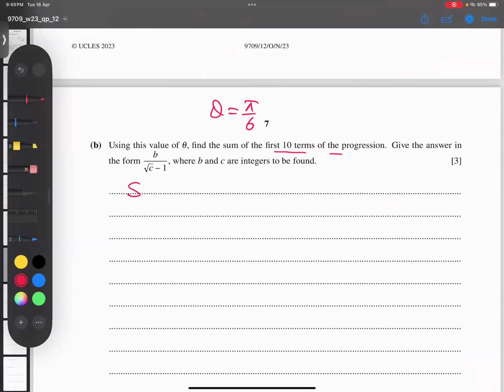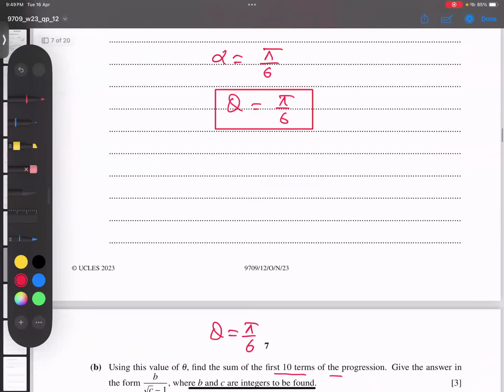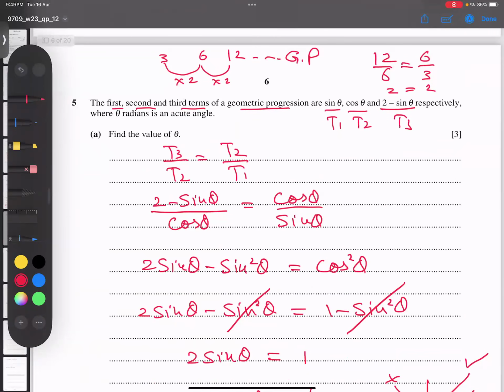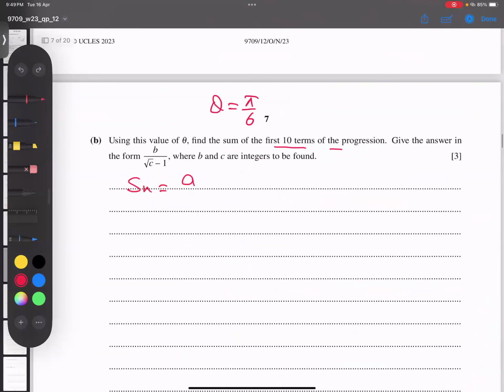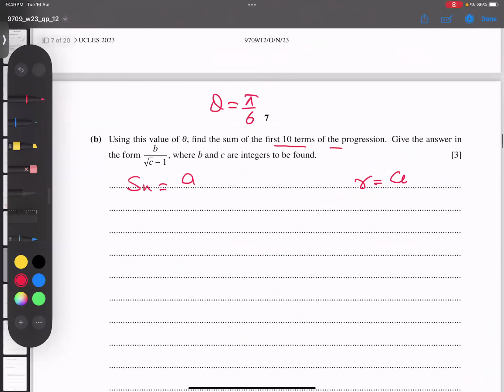So what is the sum formula? A... but first of all, decide: is R bigger or less than 1? For that reason, look at the second term by the first term. This is also called the common ratio. So I can take this or even this. So cos over sine is the common ratio, because it is the second term by the first term. So I'm using here R equals cos theta over sine theta.